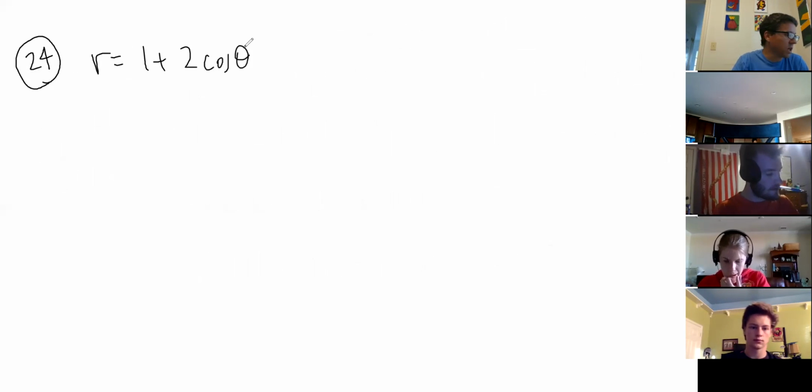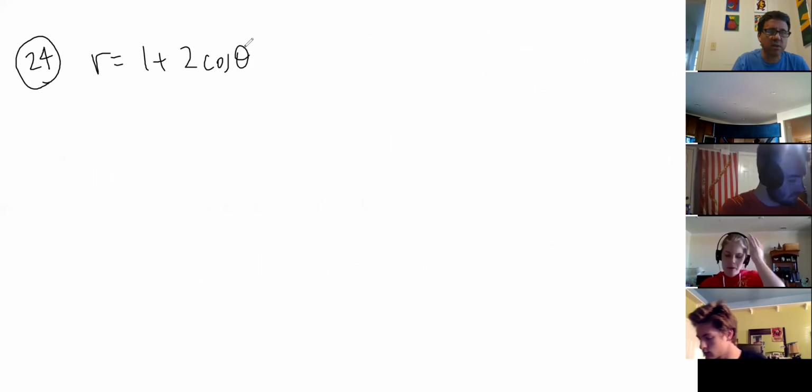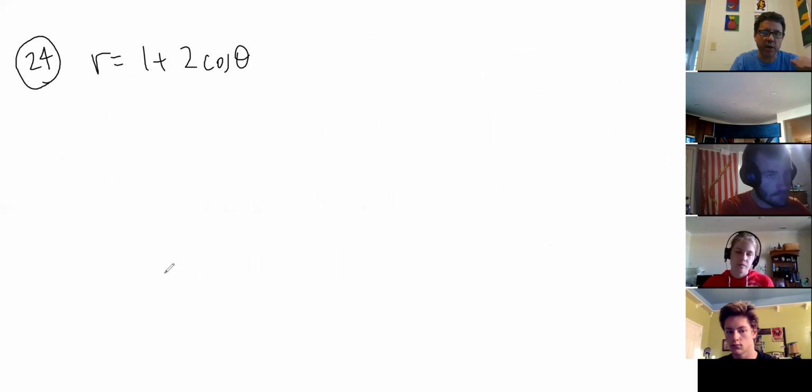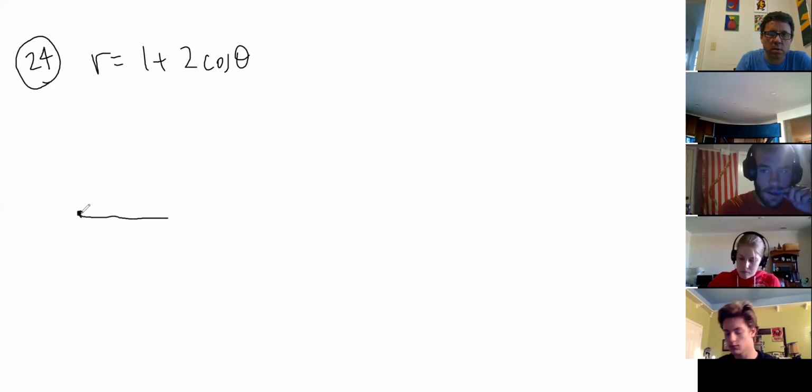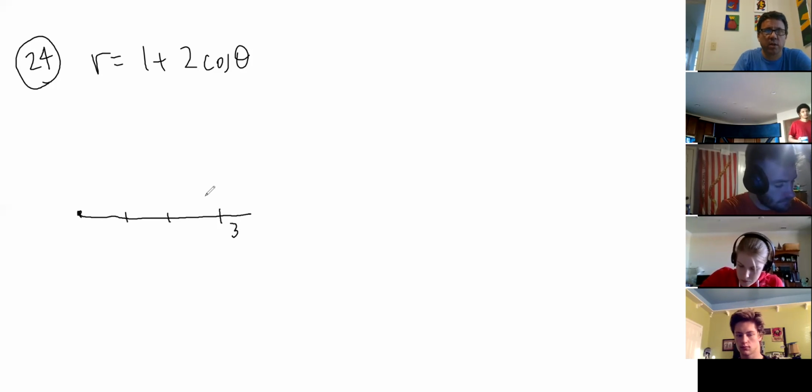Yeah. This is honestly one of the trickier ones. You really have to know exactly when you put the stuff into the area formula, what are you getting? So if I drew the picture, this is this thing called a limaçon. It's got an inner loop on it.